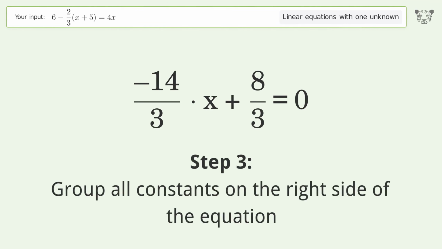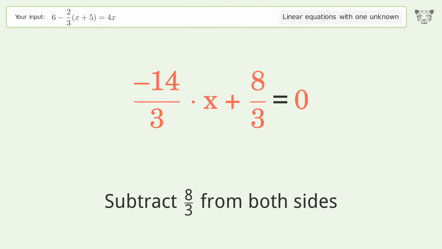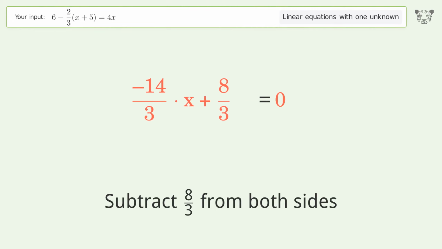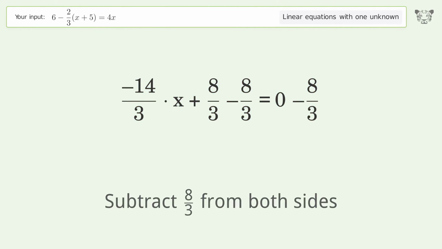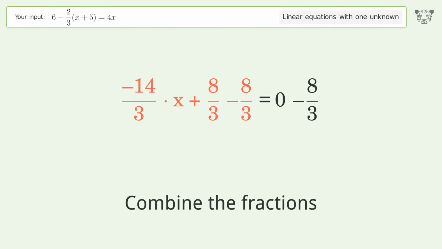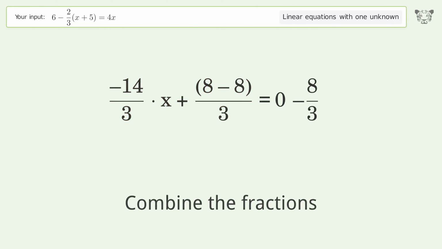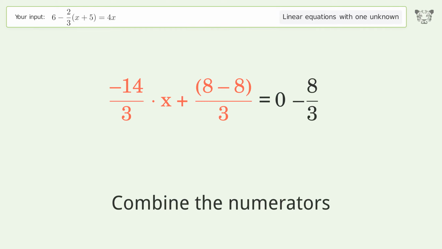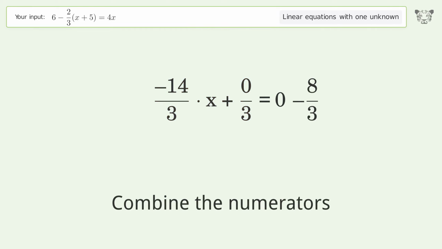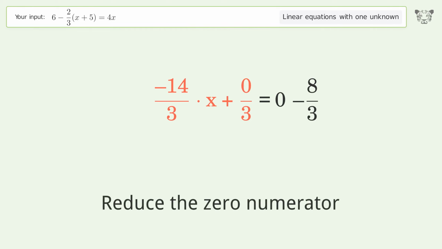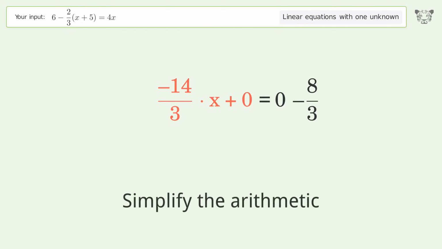Group all constants on the right side of the equation. Subtract 8/3 from both sides. Combine the fractions. Combine the numerators. Reduce the zero numerator. Simplify the arithmetic.